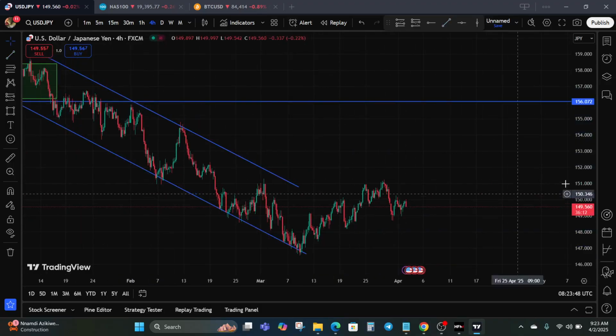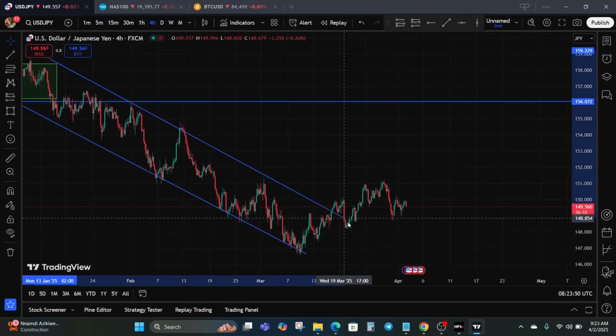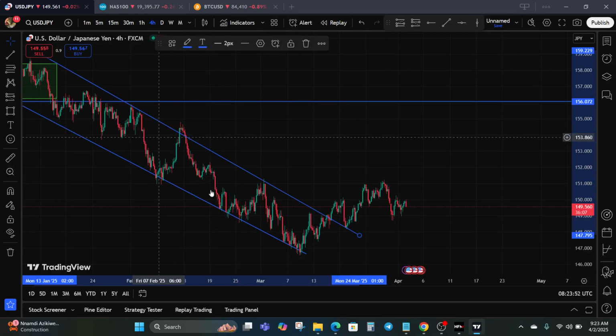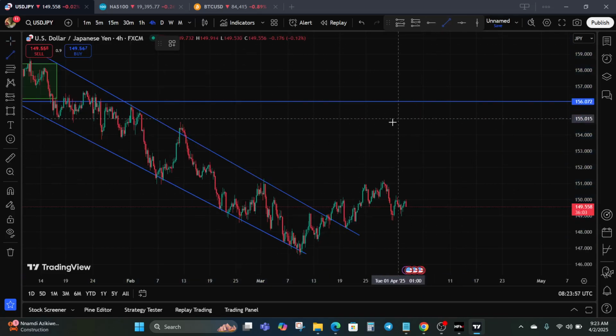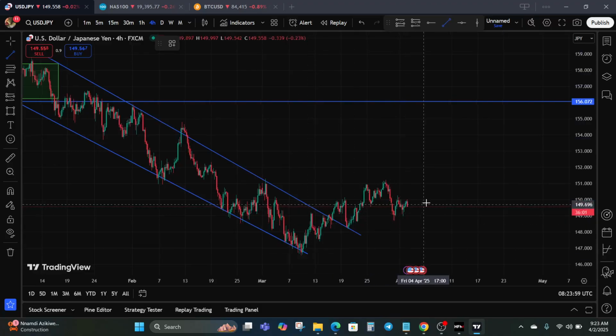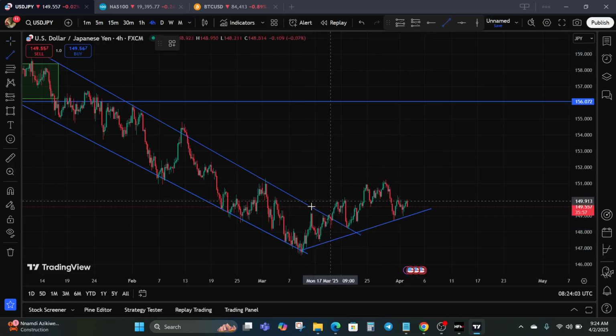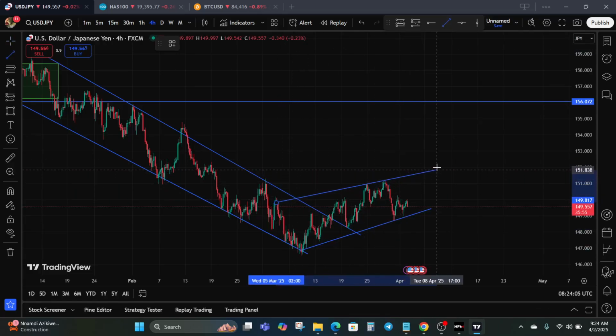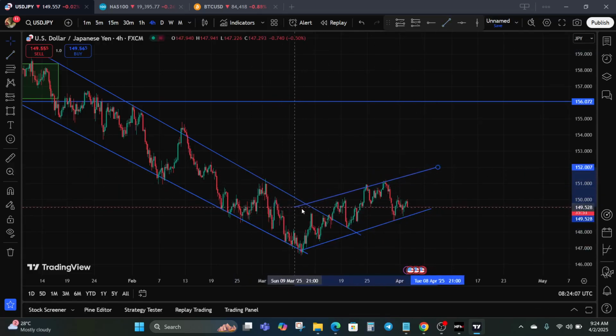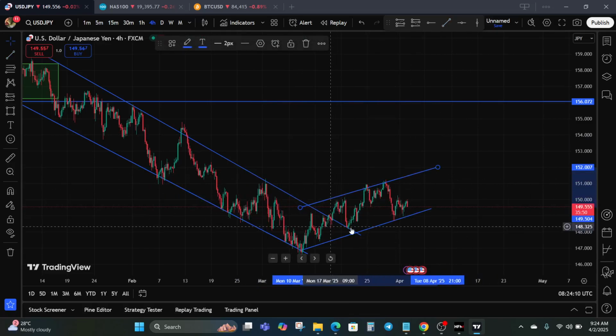All right, then for downtrend to uptrend, it is when lower lows and lower highs start forming higher lows and higher highs. That's when you have a bullish reversal. In that case, it means that a downtrend turned into an uptrend.